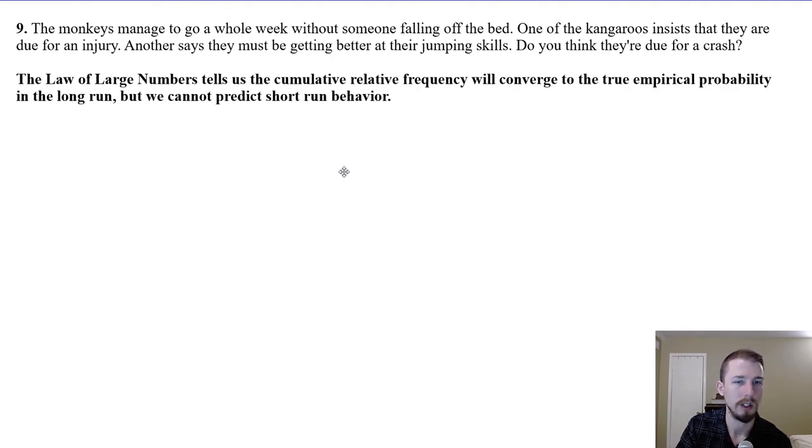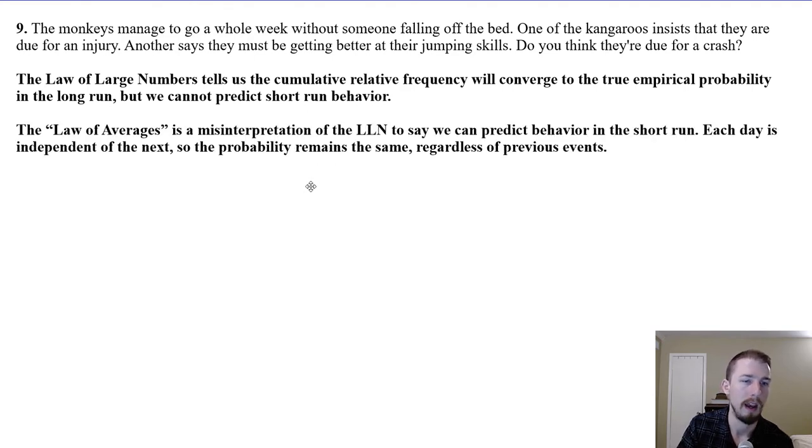So the law of large numbers tells us that the cumulative relative frequency will converge to the true empirical probability in the long run, but we cannot predict short-run behavior. Pretty much what I just said. The law of averages is a misinterpretation of the law of large numbers, saying that we can predict the behavior in the short run, saying that it will balance out in any given short run or a certain set number of trials. Each day is independent of the next, so the probability remains the same regardless of what has happened for the previous events.